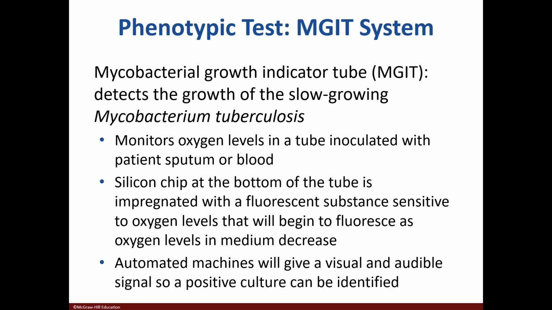The MGIT system can be used to identify if Mycobacterium tuberculosis is present in a sample. It monitors the oxygen levels in the tube inoculated with the sample. At the bottom of the tube is a silicone chip with a fluorescent substance. As oxygen levels decrease, fluorescence will be emitted and an automated machine will be used to determine a positive culture.